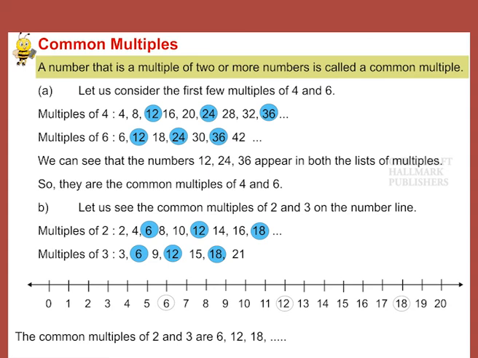Let's see the common multiples of 2 and 3 on the number line. Multiples of 2: 2, 4, 6, 8, 10, 12, 14, 16, 18. Multiples of 3: 3, 6, 9, 12, 15, 18, 21. The common multiples of 2 and 3 are 6, 12, 18.